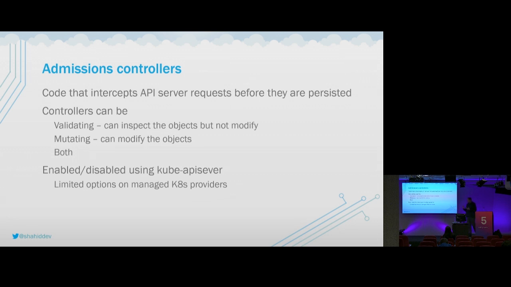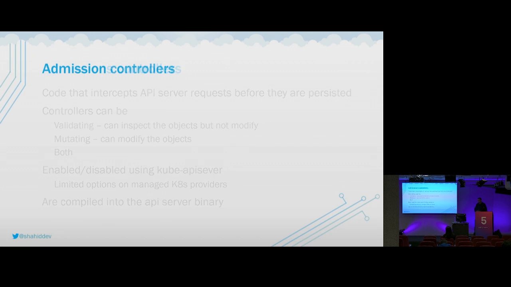These things are basically built into the Kube API server, so they can be enabled or disabled in the Kube API server. Now, if you're running in the public cloud and you're running a managed Kubernetes service, which is what I think a lot of people are doing now, you have limited options in this. You don't have control of the Kube API server. You can't actually choose what you run. So you'd argue these are a little bit limited. And they're also compiled into the API server binary. So if you wanted to create your own, that's not so straightforward. We'll look at how we can work around that in a second.